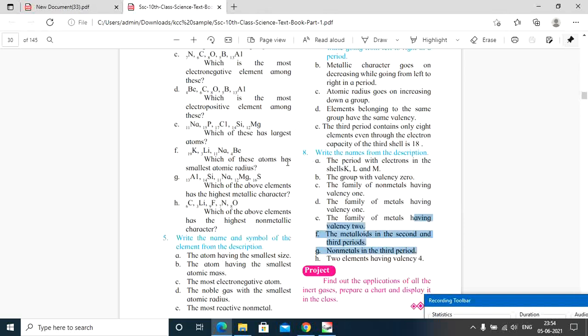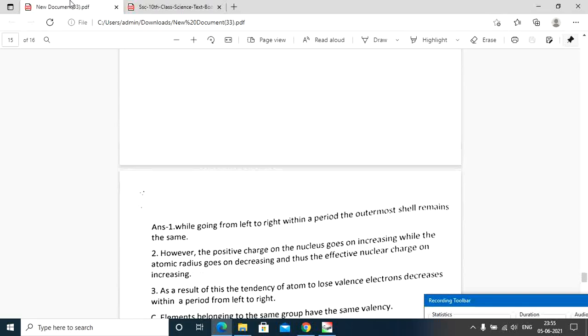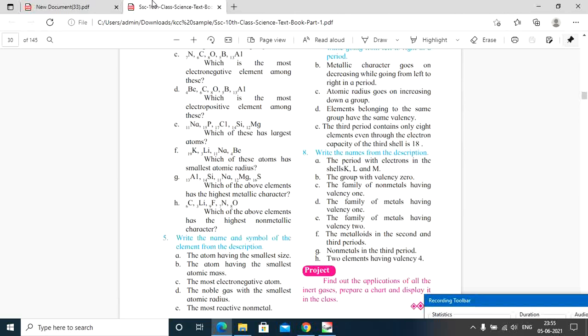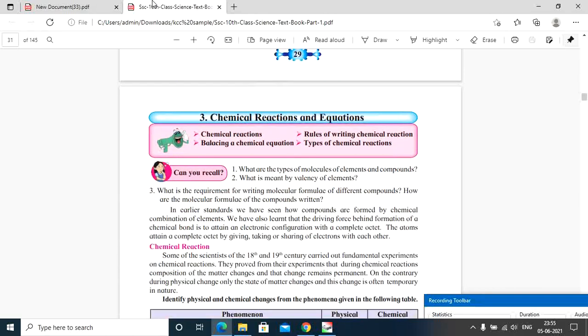Okay, so I hope you are clear with the lesson. We have discussed everything. Here you can see this was the last. So in the next session we will start with the new lesson, that would be chemical reactions and equations.